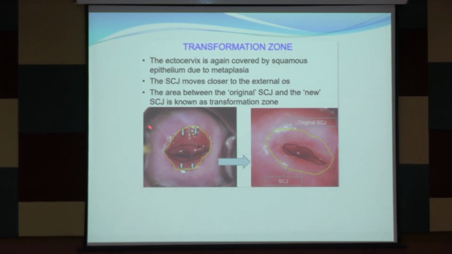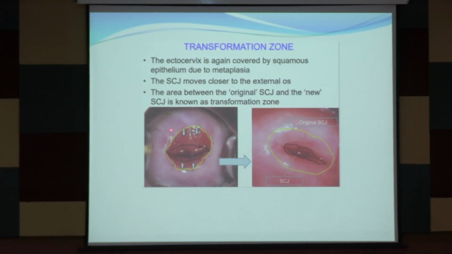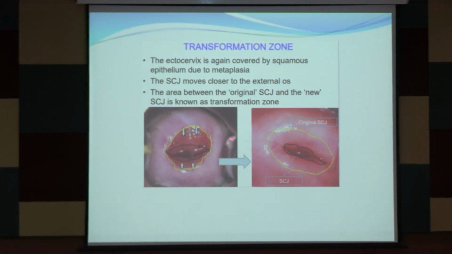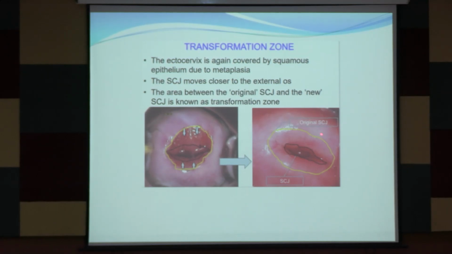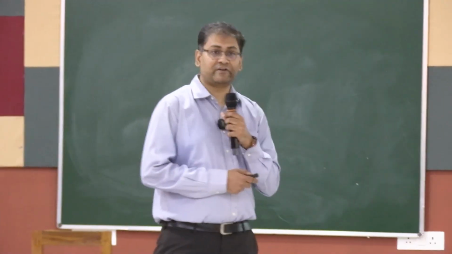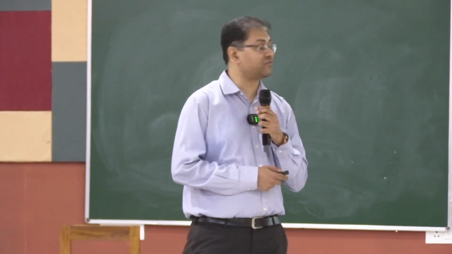Nabothian cysts happen because these columnar glands, their mouth tends to get blocked off by squamous cells, and the secretion tends to get accumulated within the cysts. So wherever we find Nabothian cysts, we know that is the original squamocolumnar junction, the distalmost place where the Nabothian cysts are there. And this is the new squamocolumnar junction. The area in between the original and the new squamocolumnar junction is known as the transformation zone. Whenever cervical precancer or cervical cancer happens, it happens in this transformation zone. When we do a colposcopy to try and identify these lesions, we have to visualize the entire transformation zone.